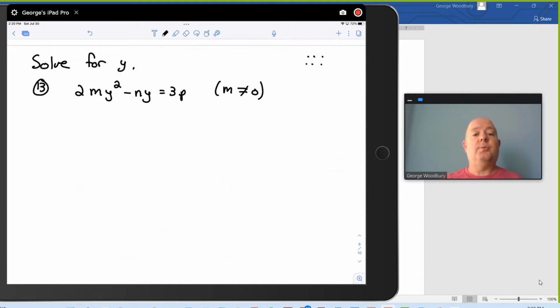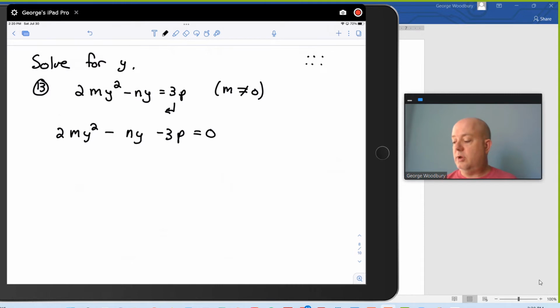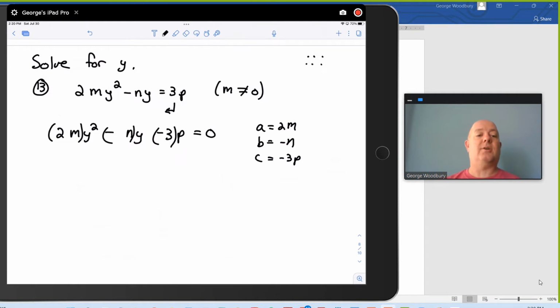So the first thing that we want to do when we're solving a quadratic equation is get everything to one side equal to 0. So I need to subtract the 3p from both sides. That's going to basically move it over to the left side. 2my squared minus ny minus 3p equals 0. And so to solve this, we're going to have to use the quadratic formula with a being 2m, b being negative n, and c being negative 3p. Those are the coefficients for the two variable terms and the constant term.